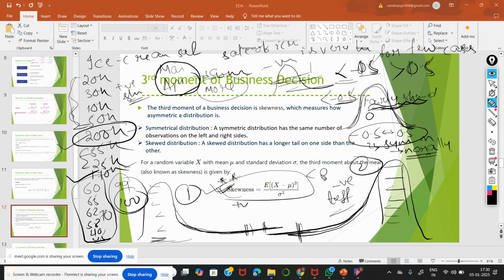Anyway, according to the formula, when will skewness be called negative? When you have outliers on the left side. Skewness is called positive when you have outliers on the right side.